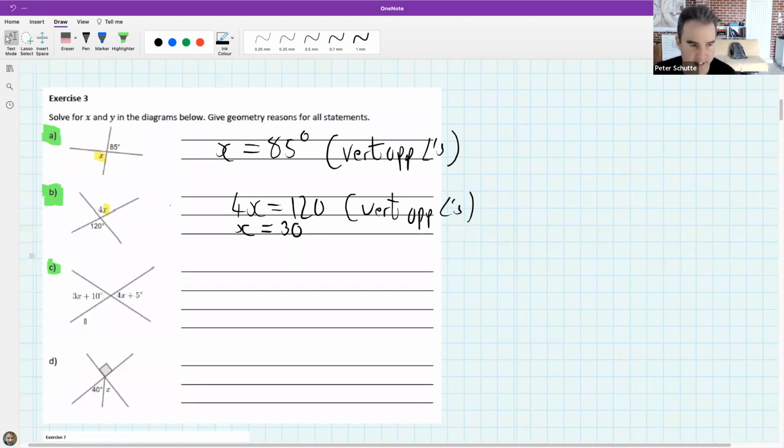Can you solve for x for me in question C? Over to you guys. See if you can do it.